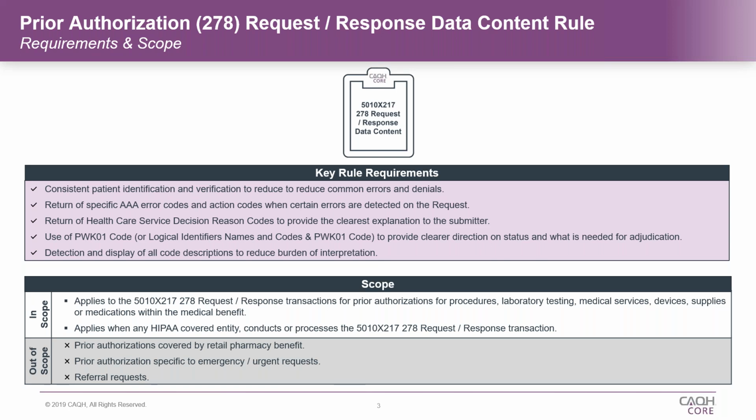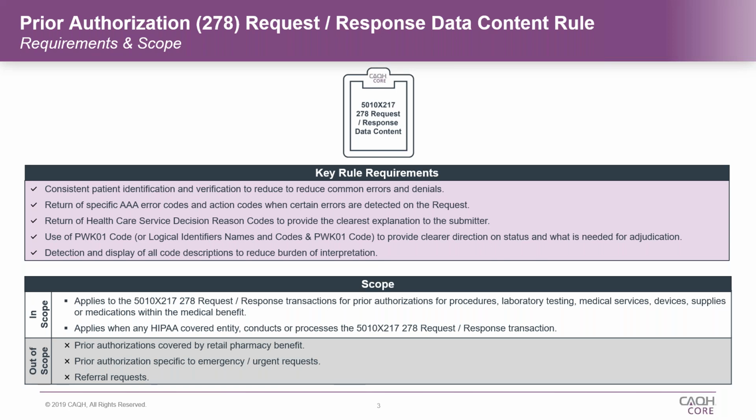Okay, let's talk about what's in scope. This prior authorization 278 data content rule applies to the version 5010-278 request response transactions for prior authorizations for procedures, laboratory testing, medical services, devices, supplies, or medications within the medical benefit. The rule also applies when any HIPAA-covered entity and its agent uses, conducts, or processes that transaction.